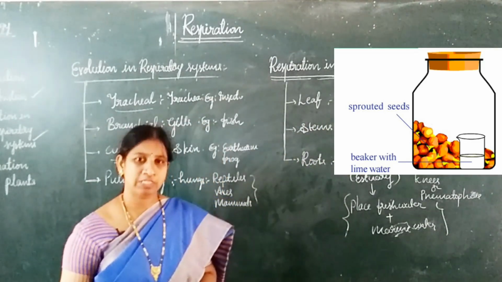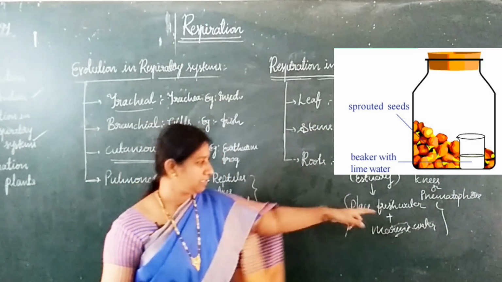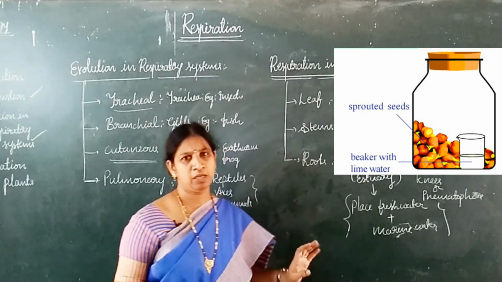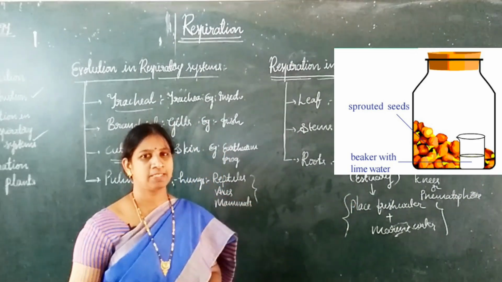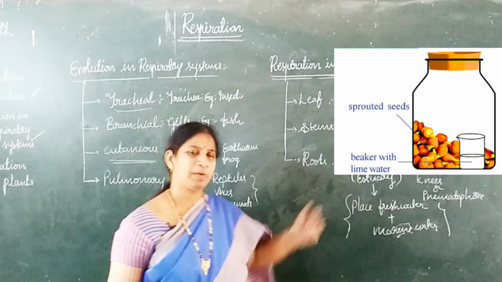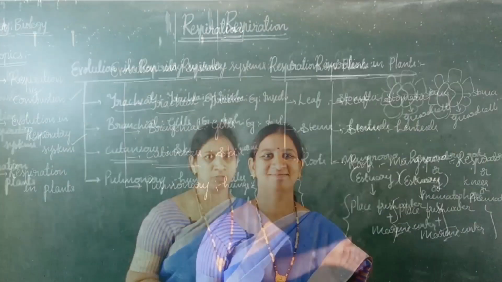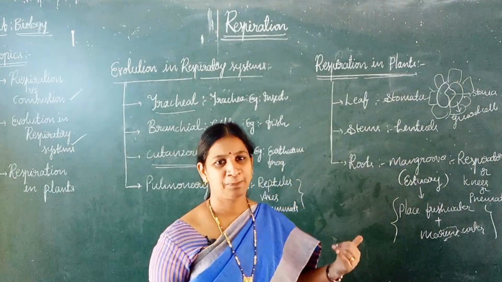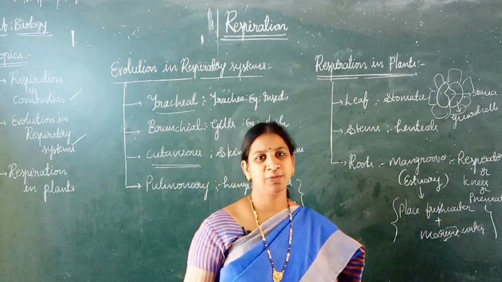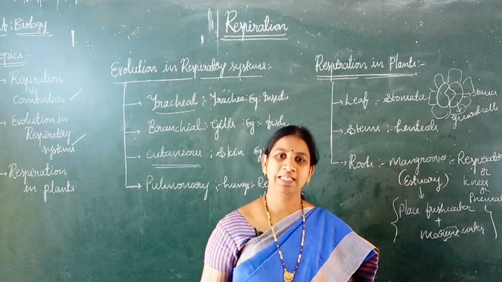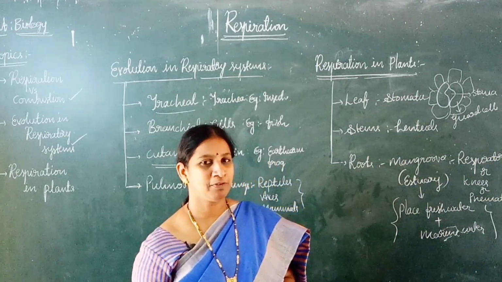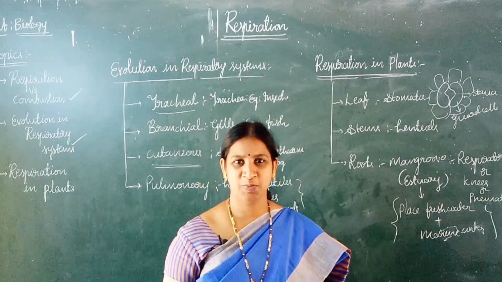After some time, we can see that the lime water turns milky due to the presence of carbon dioxide. So by this we can say carbon dioxide is released during respiration by the sprouted seeds. So by this we can prove that carbon dioxide is released during respiration by plants. In the same manner, we can prove that even heat is liberated during respiration.